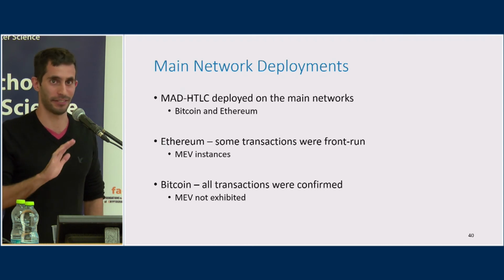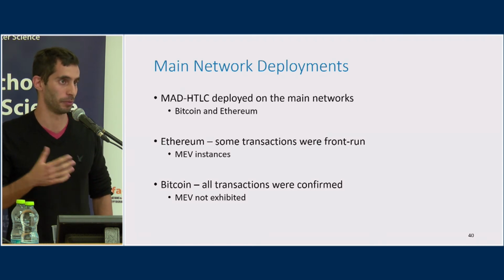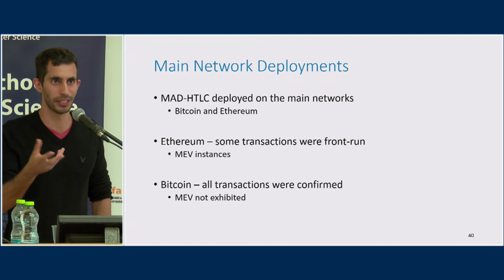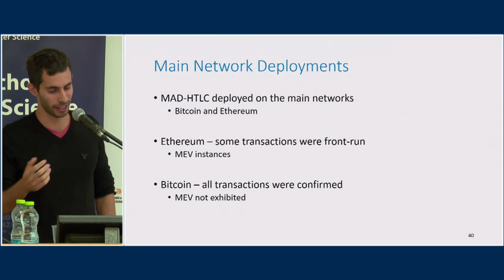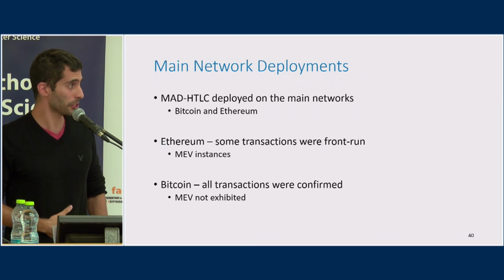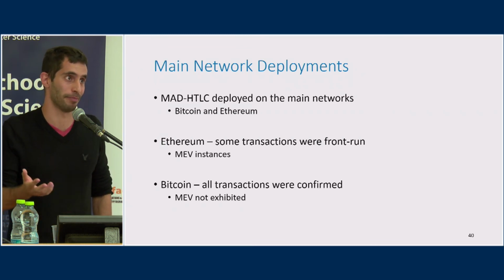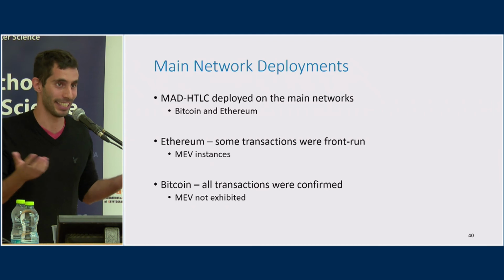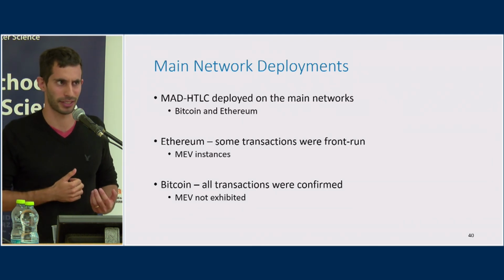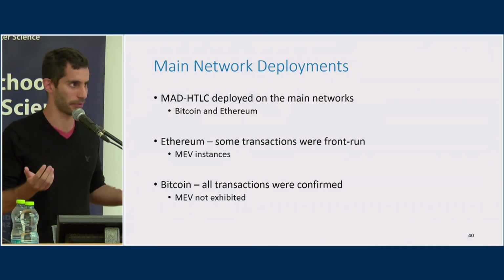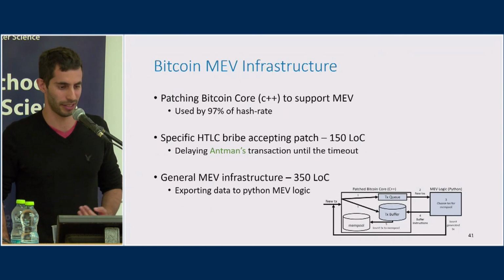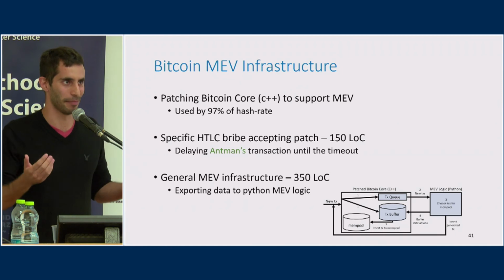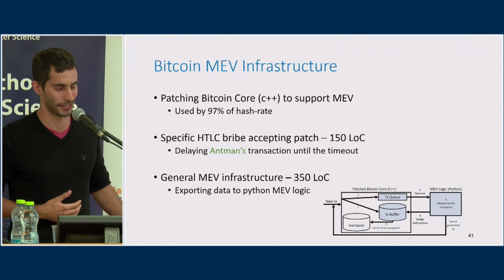On Bitcoin, however, none of that happened. And we asked ourselves, why? Why wouldn't people take our money? We just basically offered free money, and no one took it. The answer is that MEV on Bitcoin isn't developed yet. And we asked ourselves, why wouldn't people optimize for that? Is it hard? Is it impossible? So we actually showed it's not the case by implementing a Bitcoin MEV infrastructure.